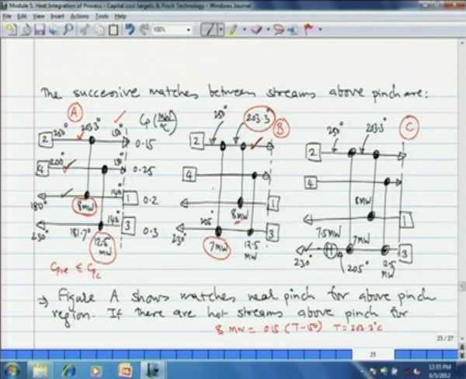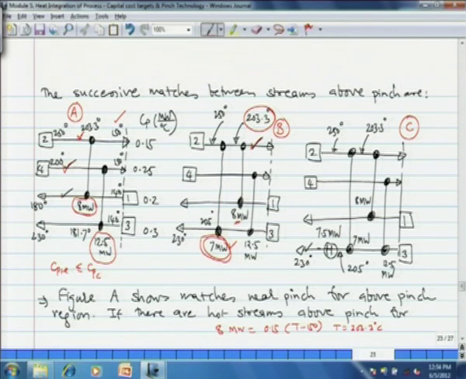We still have 7 megawatts of heat left in stream 2, and stream 3 still requires about 14.5 megawatt of heat, because the total heat requirement of stream 3 above pinch region was 27 megawatt, out of which only 12.5 has been satisfied. So, stream 3 requires 14.5 megawatt. Now, we can match the stream 2 with stream 3. Stream 2 has 7 megawatts of heat left, all of that heat can be absorbed in stream 3, and then we place a match, this 7 megawatt heat exchanger, and that ticks off the stream 2.